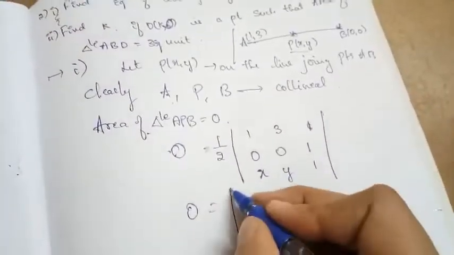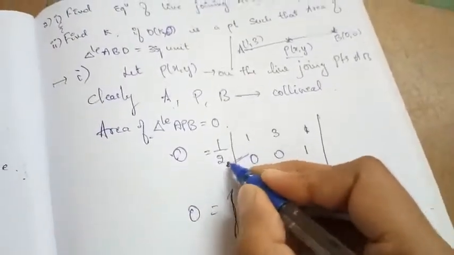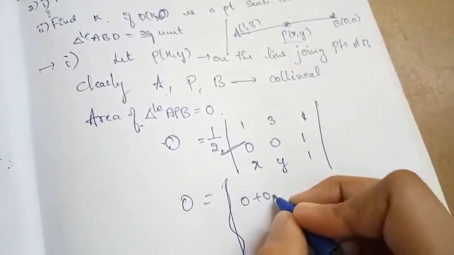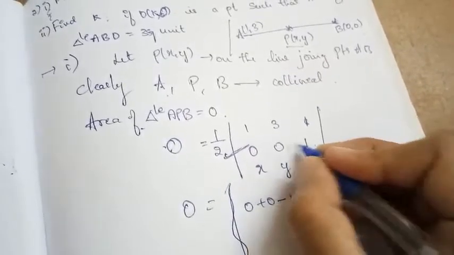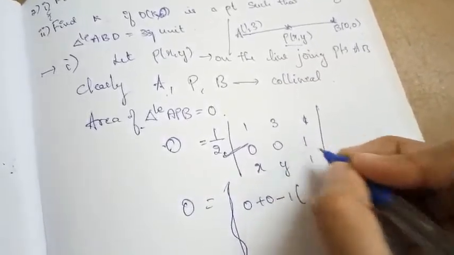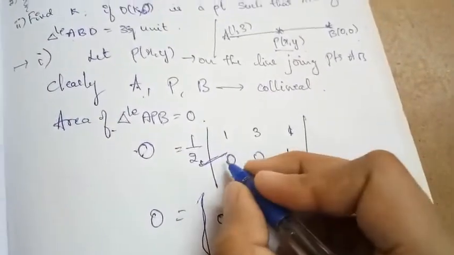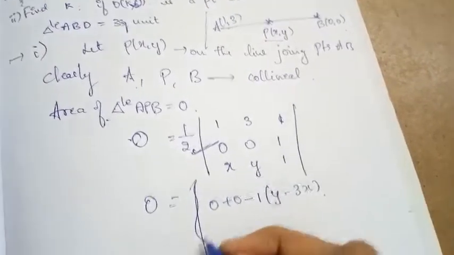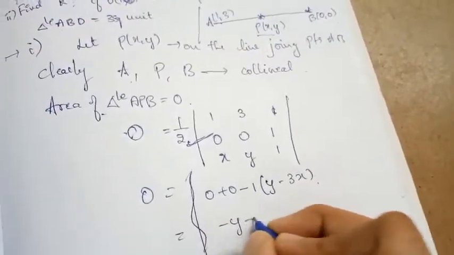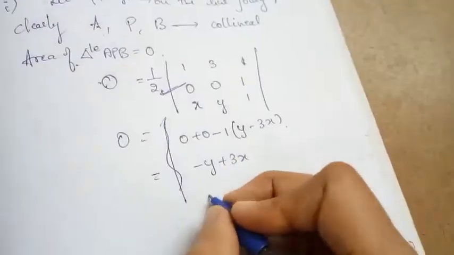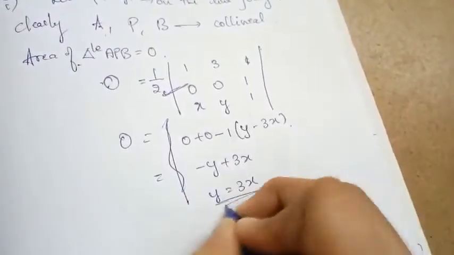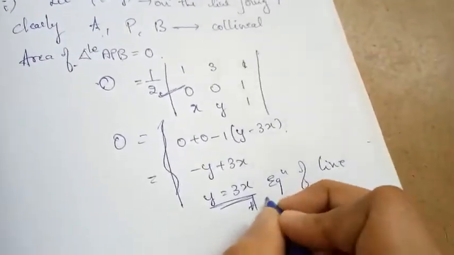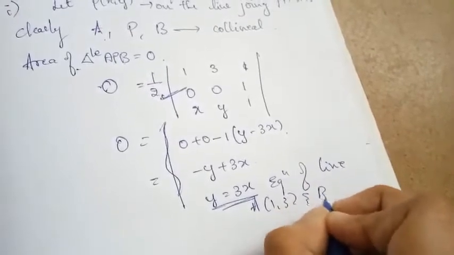So I will expand this along row 2. It is easy to expand it along row 2. So 0 plus 0 minus 1, because here it is a non-diagonal element. So minus 1, deleting this row and column, I get y minus 3x. So that is minus y plus 3x. So the equation is y is equal to 3x. It is the equation of the line joining A(1, 3) and B(0, 0).